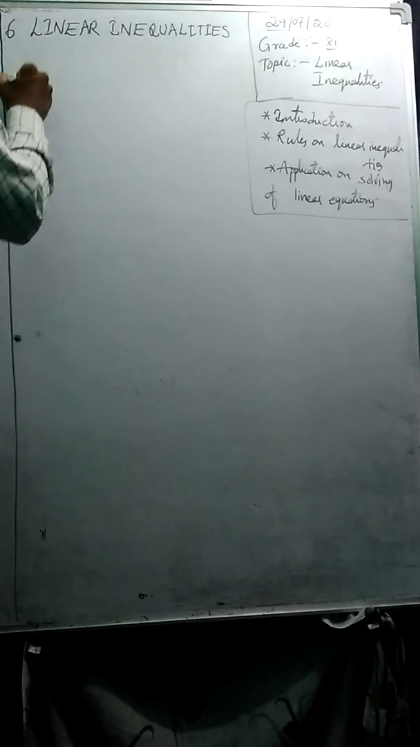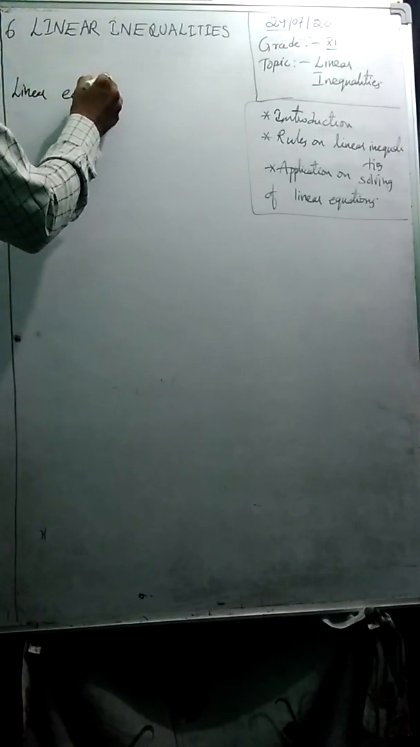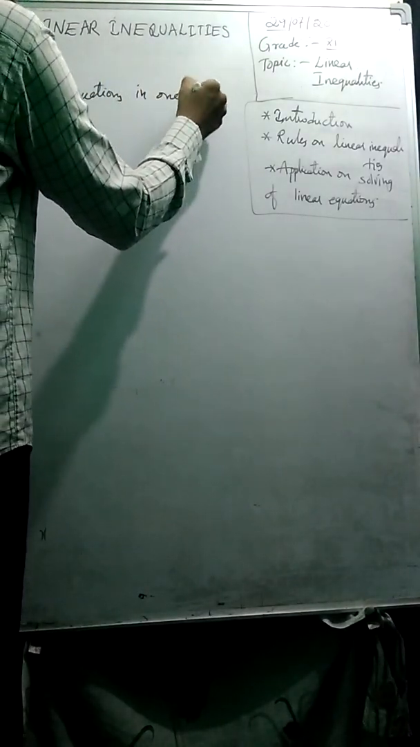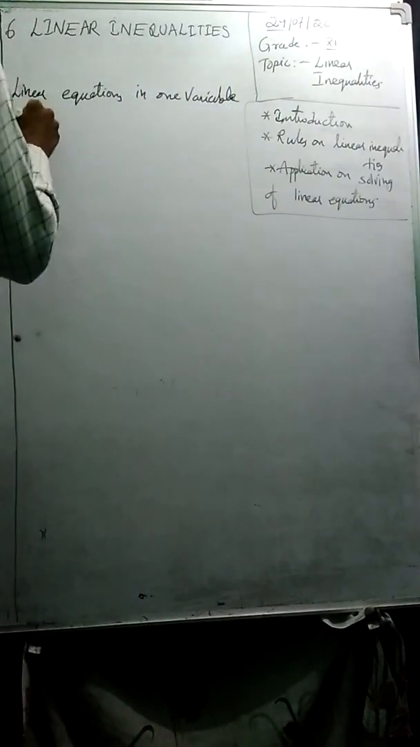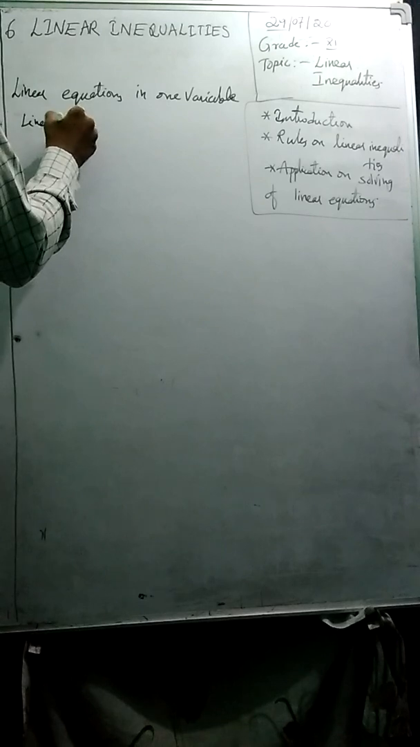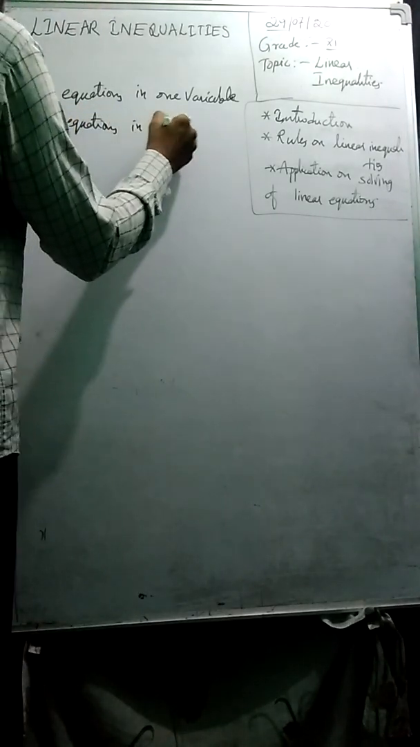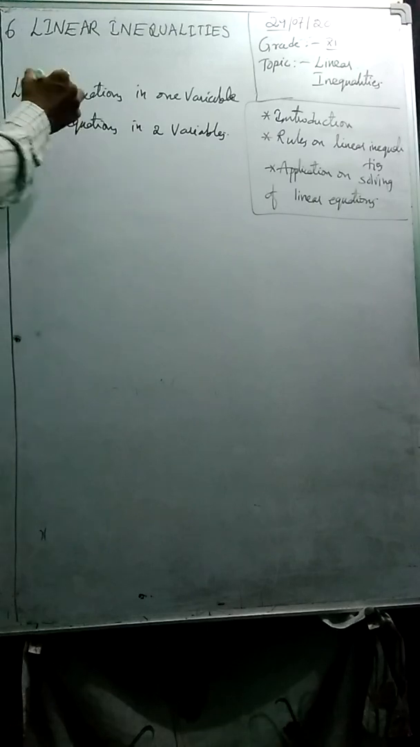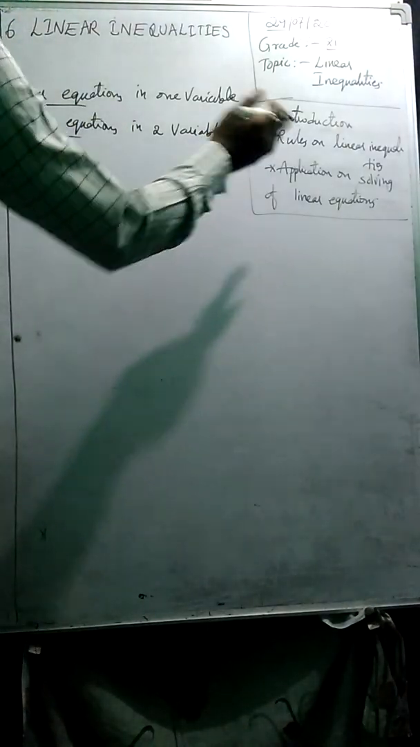Already in the previous class, you have learned about linear equations in one variable as well as linear equations in two variables. Now, in case of equality, if you have inequality, that is called an inequation.